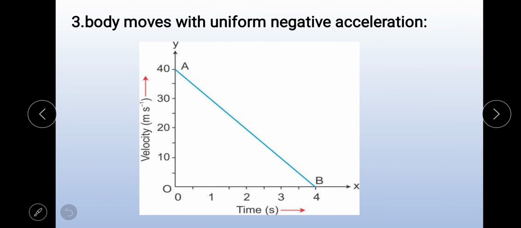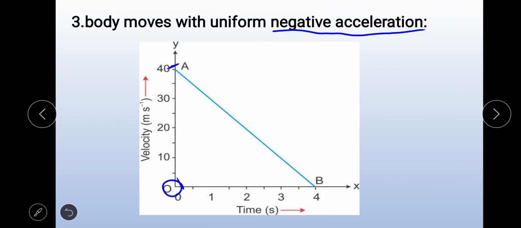Negative acceleration means the velocity decreases in equal amounts in equal time intervals. Consider an example in which the body moves with an initial velocity of 40 meter per second. That means at 0 second the velocity of the body is 40 meter per second.